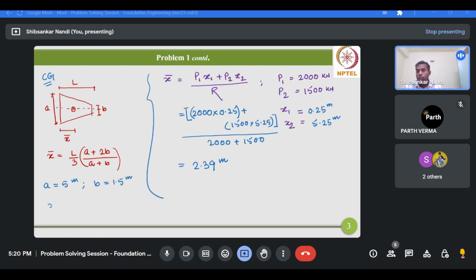Then what will be the value for x bar in terms of L by 3? So (5 plus 2 into 1.5) divided by (5 plus 1.5). What would be the value? 8 divided by 6.5, divided by 3, which is 16 by 39 L, or 0.41 L.